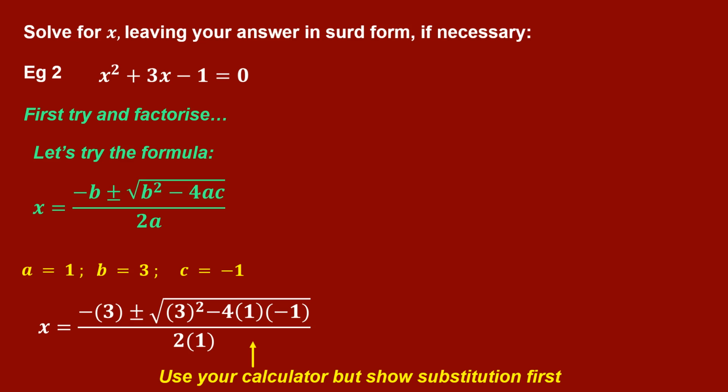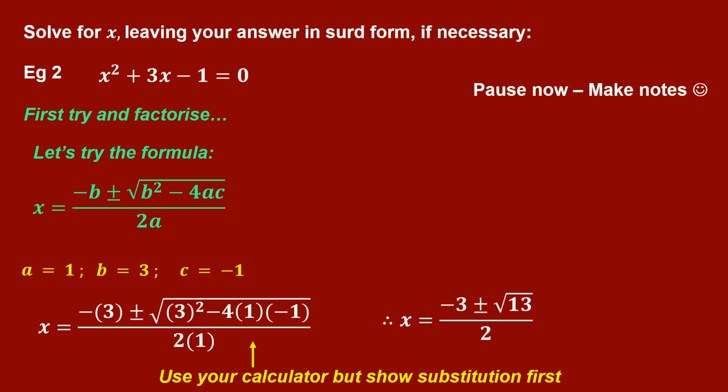And if you type this into your calculator, you're going to type it in with a plus before the square root. And you're going to end up with minus 3 plus square root 13 over 2. It's not necessary to type it in again with a negative because where the plus is just going to be a minus. So you can just add the minus into your solution. Pause now so you can copy down this example.